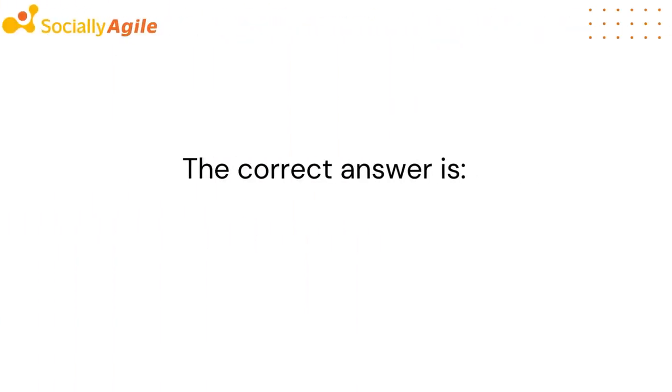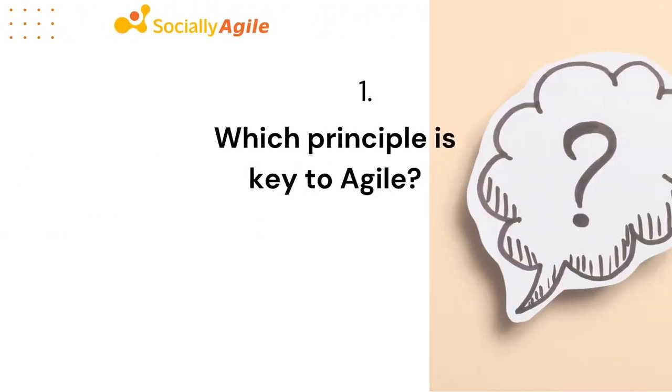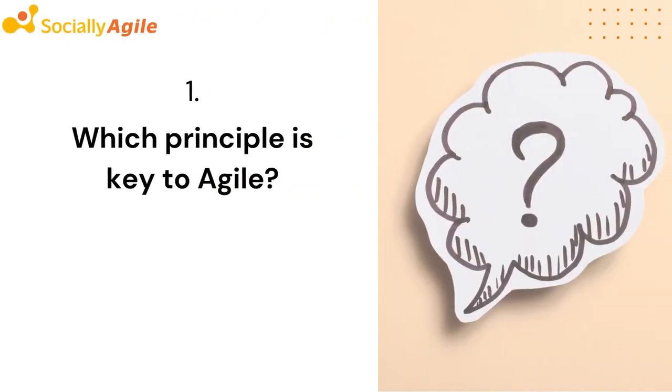The correct answer is B. Flexibility. Let's take a look at the answers. A. Rigidity is the opposite of Agile, which values adaptability. In Agile, rigidity is the antithesis of what the methodology stands for. Agile is all about being adaptable, open to change, and responsive to evolving circumstances. Rigidity is simply incompatible with Agile's core values.